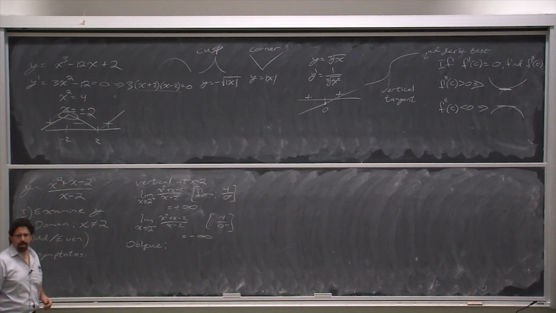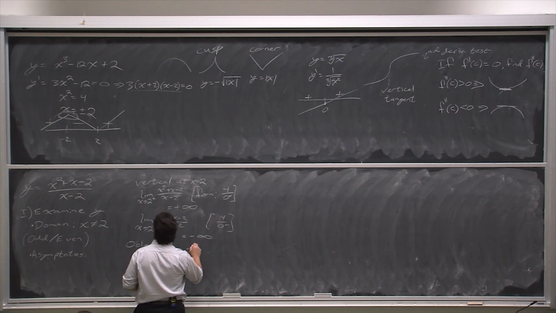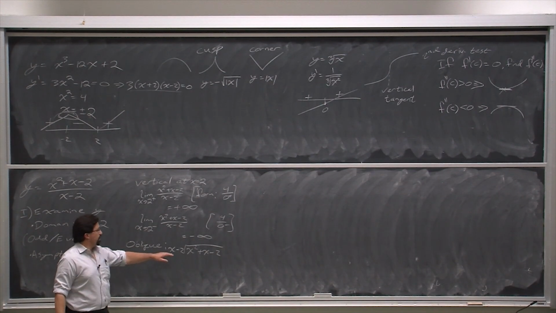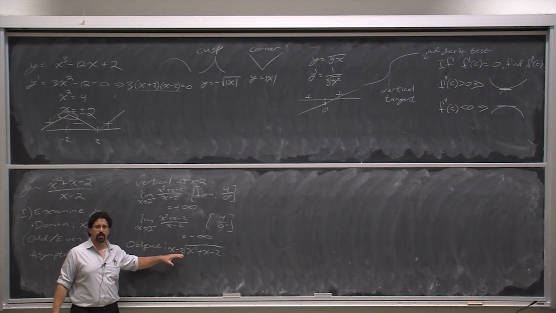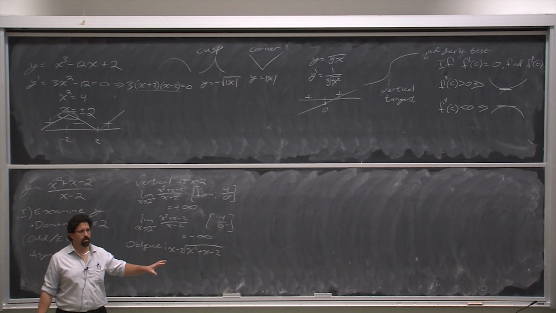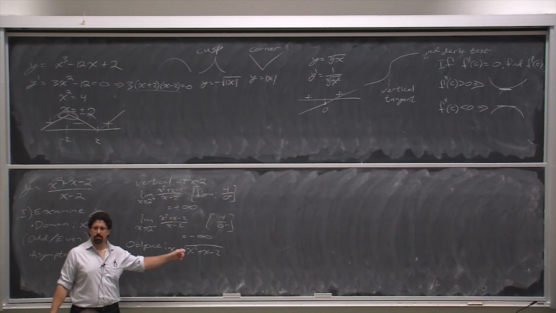How do I figure out the oblique asymptote? Absolutely, long division. X squared plus x minus 2 divided by x minus 2. If I'm just dividing by a linear term, I can use synthetic division. But be aware that synthetic division always divides by x minus a.